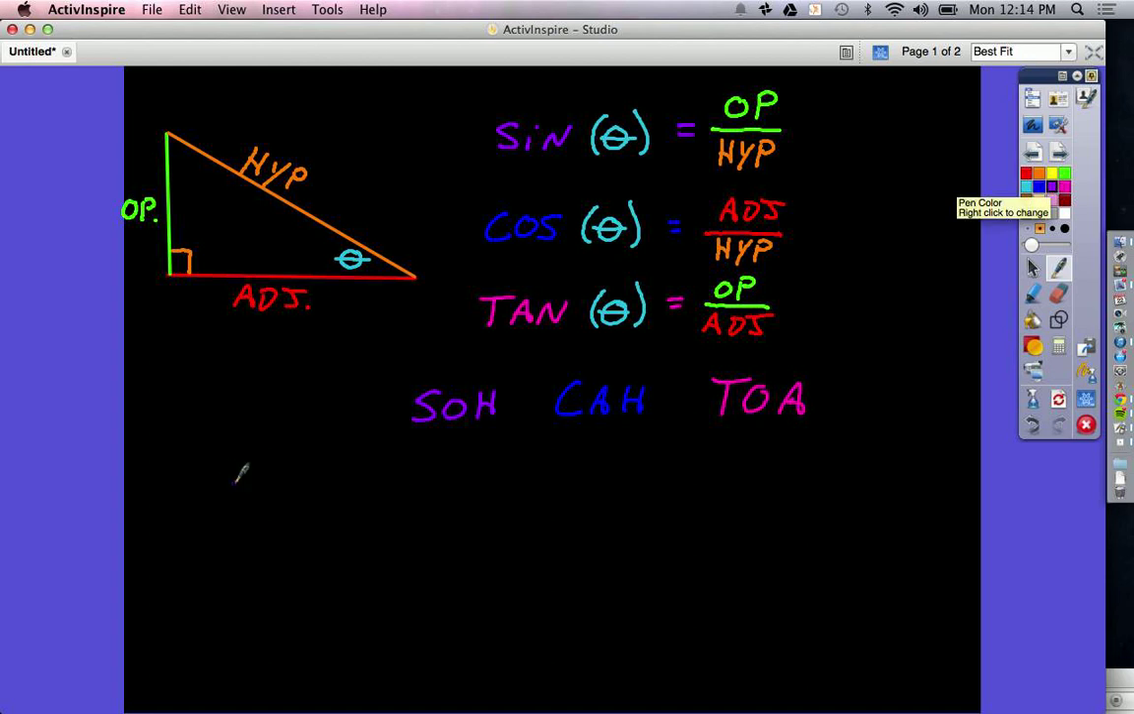So if I've got the sine of my angle, and that's going to equal the opposite over the hypotenuse. If I want to solve for this opposite, which is most common, what we would be doing in physics, how would I solve for it? I would just have to multiply my hypotenuse to the other side.